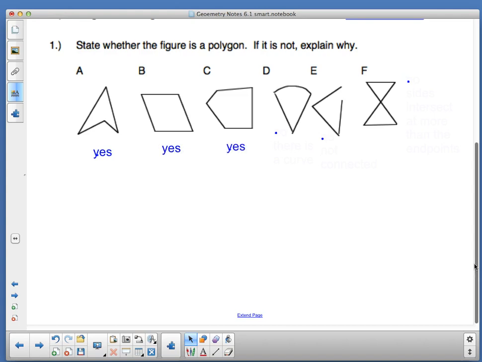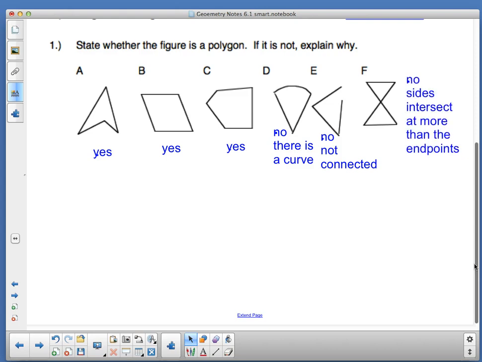But in D, it is not a polygon because it's got a curve. It's not straight segments. Okay. In E, it's not enclosed. It's not connected. Okay. And in F, the only time a side of a polygon is intersected is at the endpoints, not any time in between. So that's why I know what I know and when I know it. Okay. So make sure you start recognizing the basics of the things we are doing.